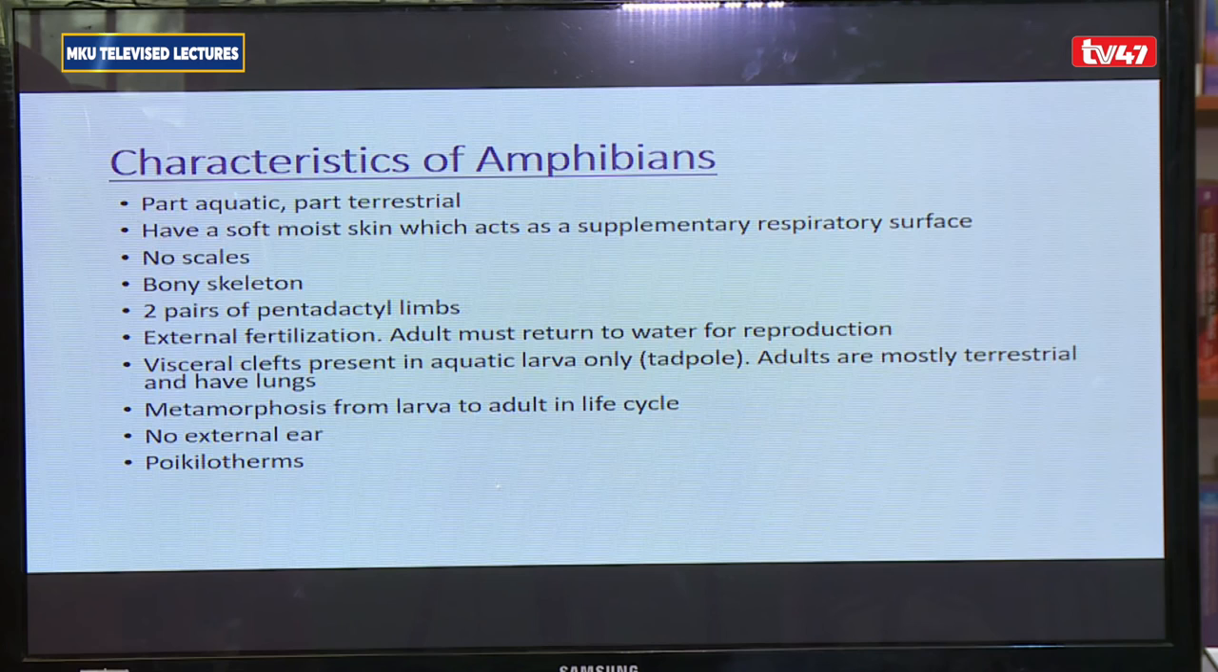They have external fertilization and they need water for reproduction. They have visceral clefts in the larval stage only, where the larval stage for the amphibians is called the tadpole. The adults basically tend to be more terrestrial and they use lungs for respiration. They undergo metamorphosis where they change form. The larva is very different from the adult. They don't have external ears and they tend to be poikilotherms just like the fish.